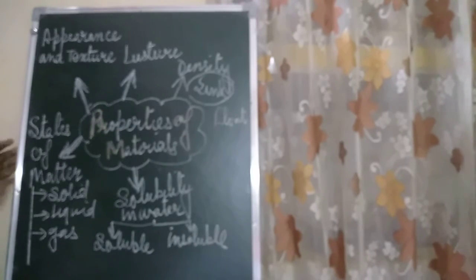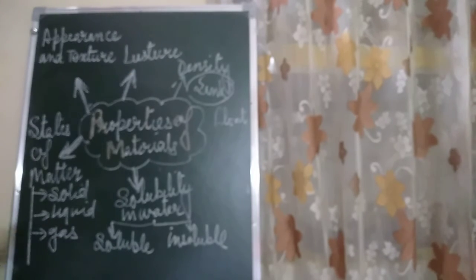So, matter can be classified on the basis of whether it floats or sinks in water, that is, on the basis of whether its density is less than or more than that of water. As I have told you, what do you mean by density? It is mass per unit volume of a substance, that is known as density.